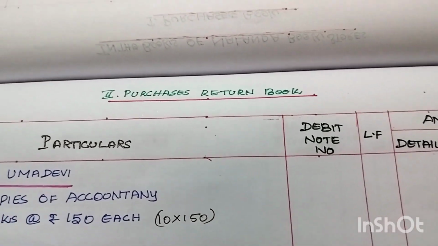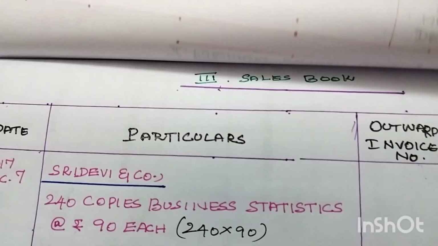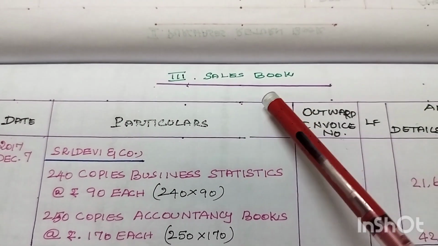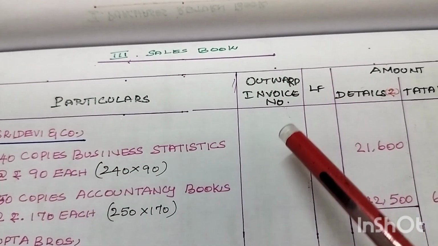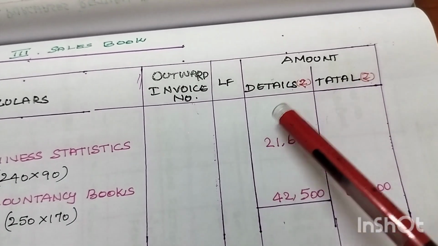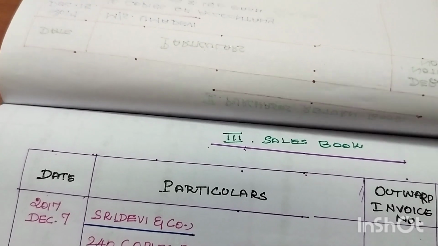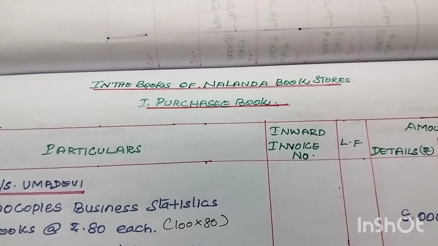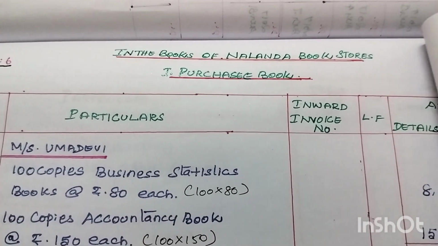Then what is the next book you are going to open? That is sales book. So we prepared the format of the sales book, that is date, particulars, outward invoice number, LF, amount, details, total, rupees. Okay, so we prepared 3 books with format. Now you are going to easily enter the transaction with the respective book.